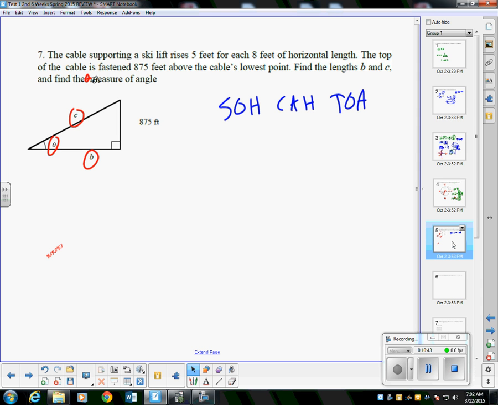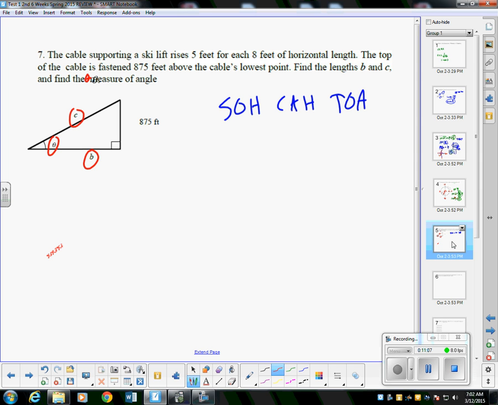Well, here's our angle. We don't know it. We only know an opposite, that's 875. We only know that, and we don't know a hypotenuse. So we can't find this angle yet. What about B? Well, we need to know at least two sides if we want to use the Pythagorean theorem. Same thing with C. So we're kind of stuck here, but we have a little clue here.